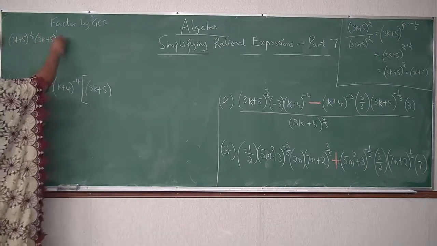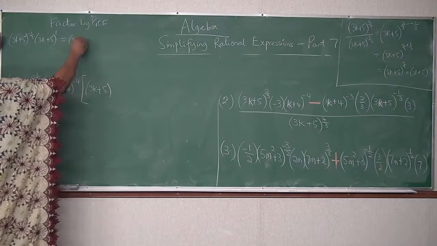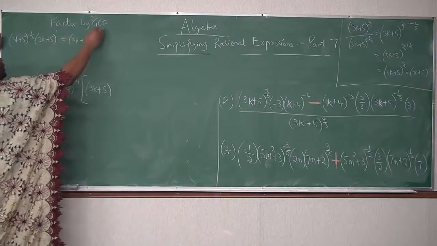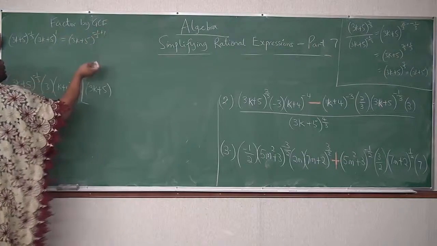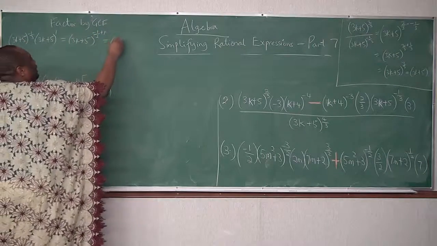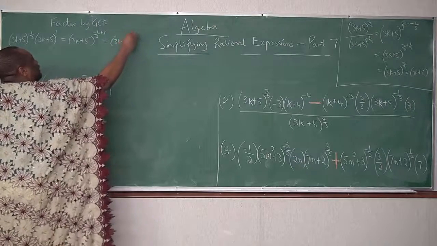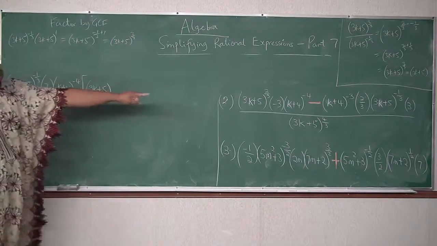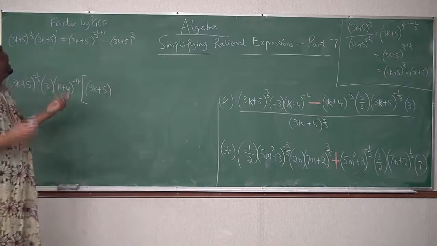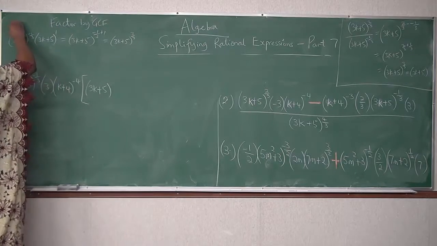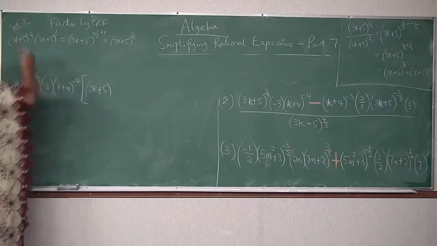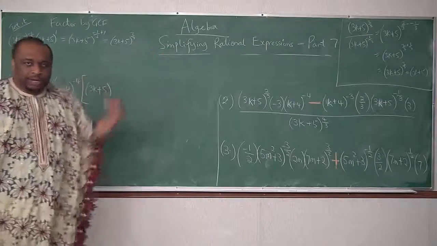So this is the same base. So this is 3k plus 5, and then you add the exponent, negative 1 over 3 plus 1, which is what? 3k plus 5, 2 over 3. Still gives you back what you had here. So even if you test it, it still gives it to you. Okay, but that is the way you do it.